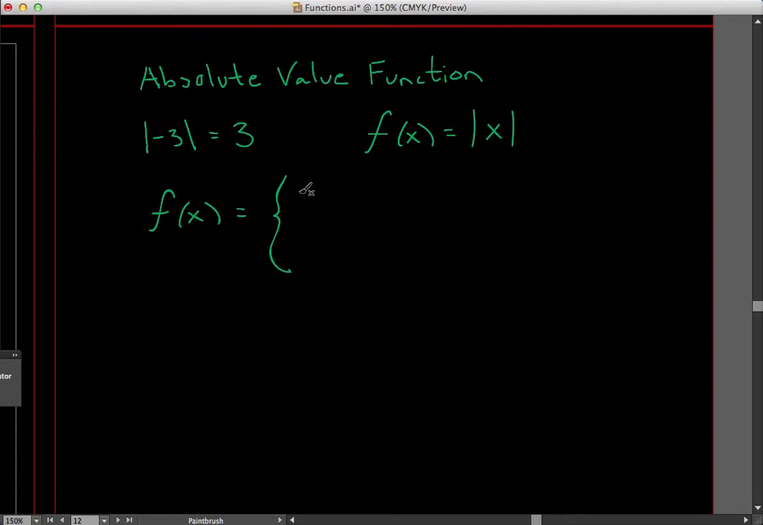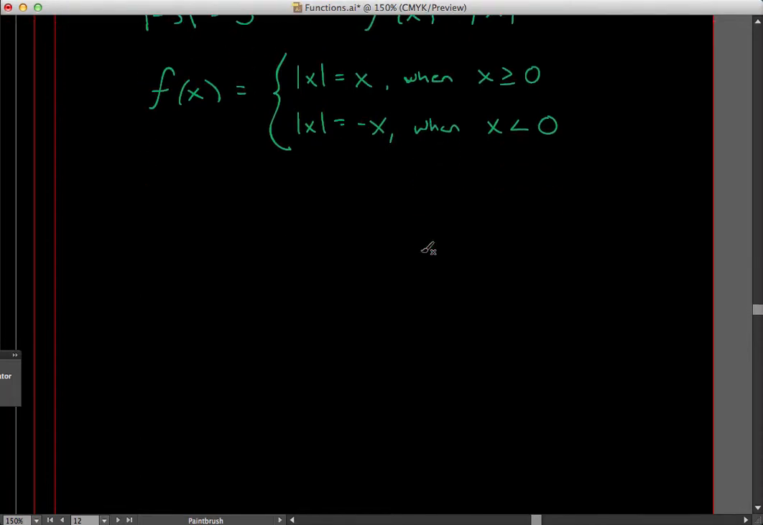So this piecewise function can be, well, the absolute value of x is equal to the function just x when x is greater than or equal to 0. And then the absolute value of x is equal to -x when x is less than 0. So let's see what that looks like.